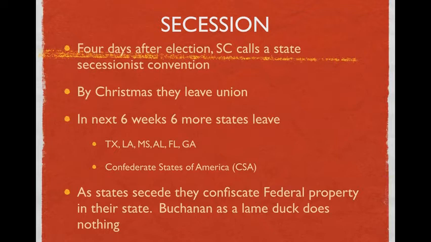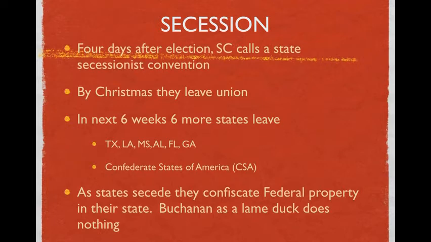When South Carolina leaves the Union in December and there is no response from the federal government, that emboldens more states to leave. In the following six weeks after Christmas, six more states leave: Texas, Louisiana, Mississippi, Alabama, Florida, Georgia, the entire Deep South. And they form their own government, calling themselves the Confederate States of America, or the CSA.